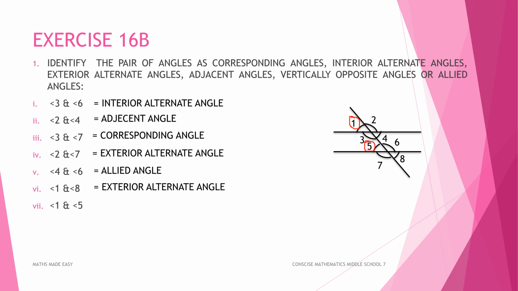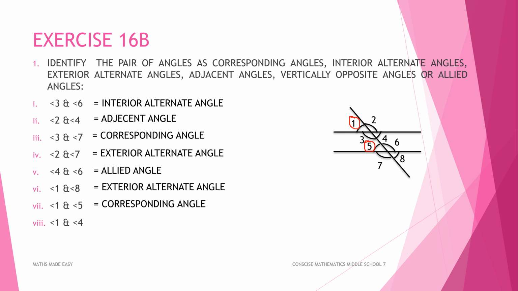See, children. For corresponding angles, one should be interior and one should be exterior, right? See here, 1 is towards the exterior and 5 is towards the interior, right? And it is just in the same line and there is 3 in between. One more angle is in between. So 1 and 5 are corresponding angles. I hope you understood this. Let's move on to the next one.